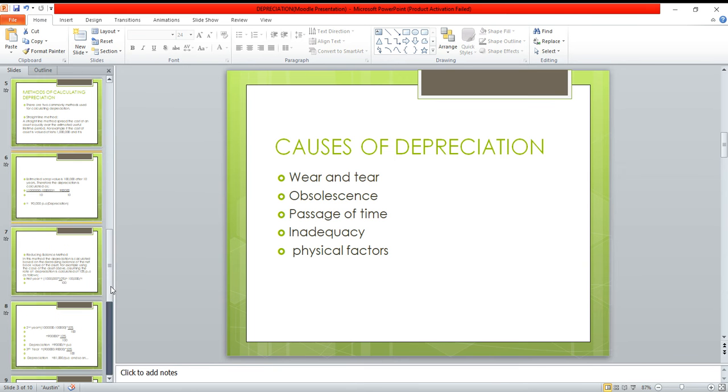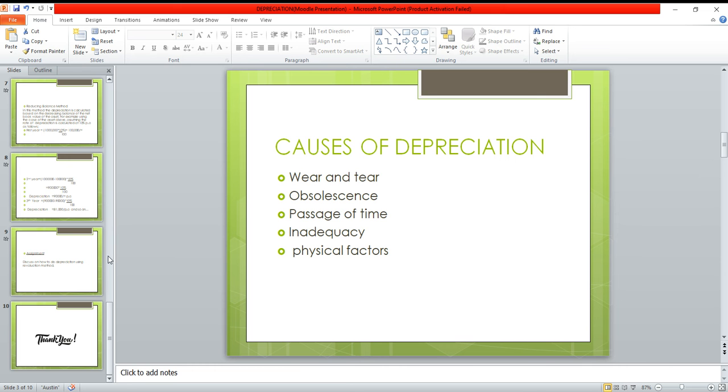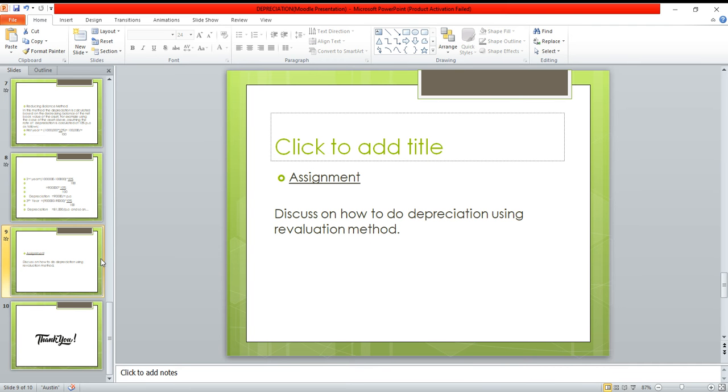And that marks the end of our session. But before we end our session, I'm going to give you an assignment. Our assignment is to discuss how to do depreciation using the revaluation method. That is another method of depreciation. So in our next class, we are going to discuss that example.